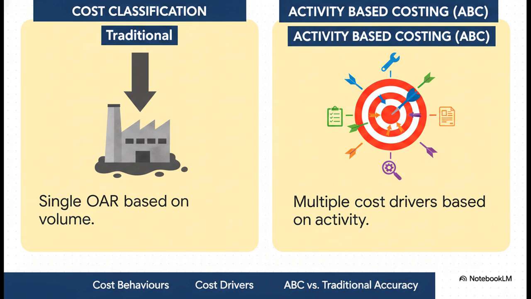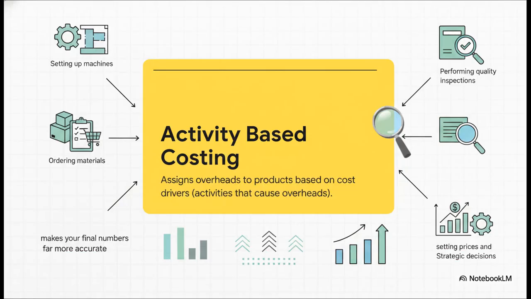But activity-based costing upgrades your entire system to use multiple, highly specific cost drivers based on actual activities. We are completely shifting gears from a generic volume perspective to a laser-focused, activity-driven one. So the big takeaway here is that ABC tracks the actual activities driving your costs up.